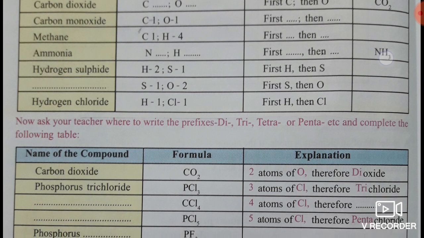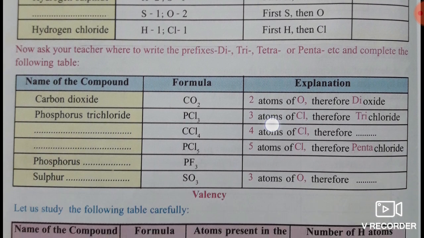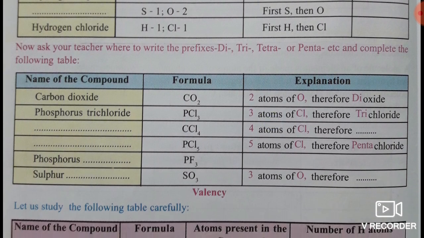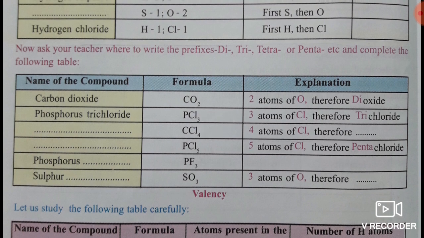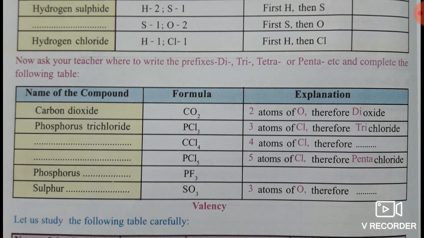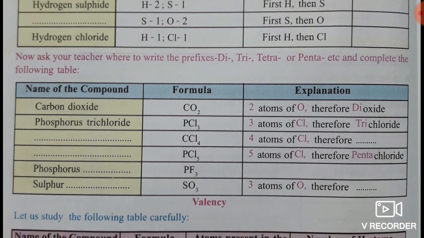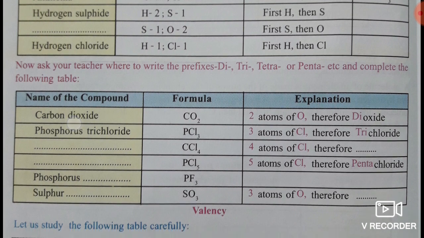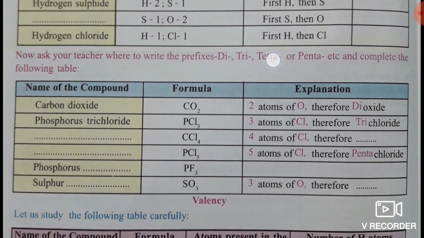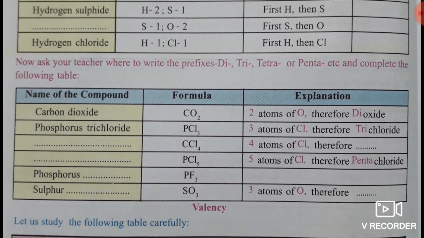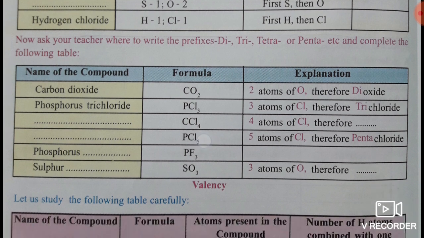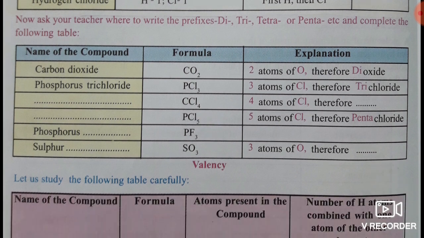Similarly, we can see that some formulas are written in this way, like PCl3, it is phosphorus trichloride. Tri means 3, so 3 chlorides are there. Here you can see that di means 2, carbon dioxide, there are 2 oxygens. Tetra means 4, penta means 5. We can see here it is written PCl5. So the name is phosphorus pentachloride.